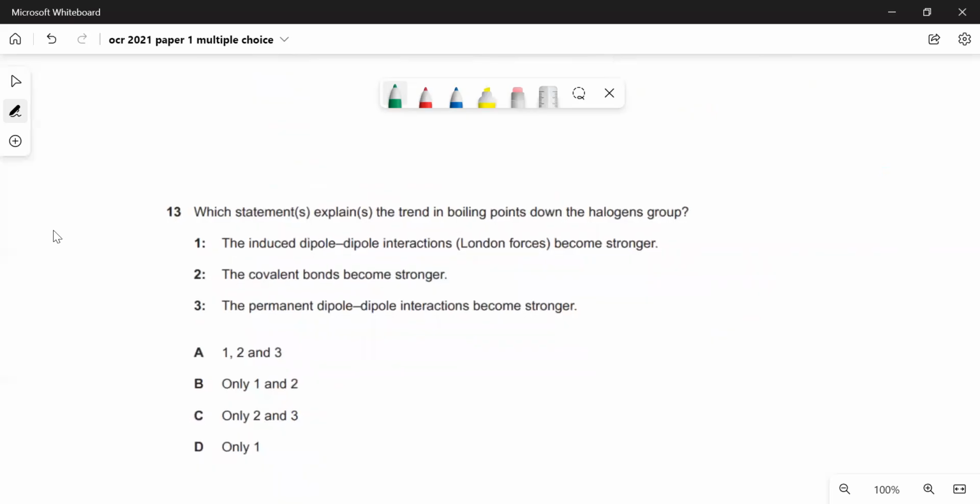Okay, this is the trend in boiling points down the halogens group. We've got to remember the halogens exist as diatomic molecules, like bromine, as an example there. Now, when we boil halogens, are we breaking the covalent bond between them? Definitely not. All we're doing is breaking intermolecular forces. What kind of intermolecular forces have we got? Have we got a permanent dipole? Well, we haven't, because the electronegativity of bromine is the same as bromine, so there's no permanent dipole. Obviously, no hydrogen bonding. So the only intermolecular forces we've got are temporary dipoles, so London forces.